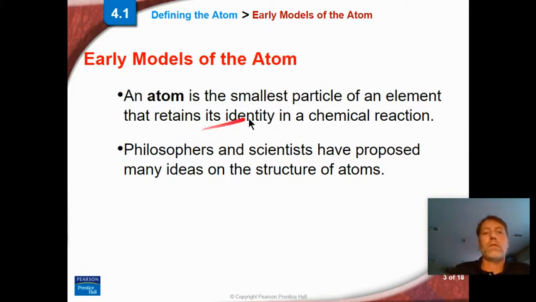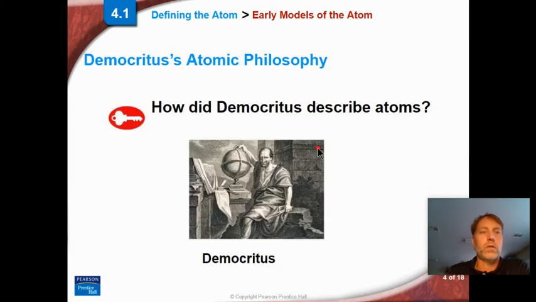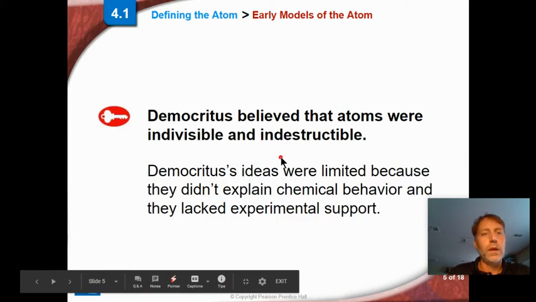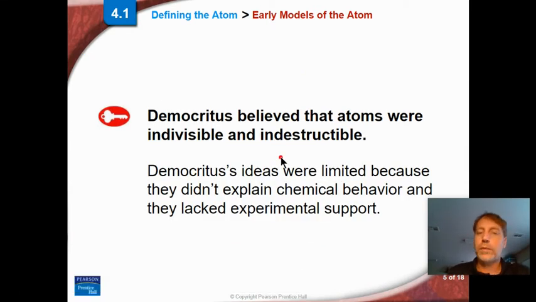All right, philosophers and scientists have used this in many ways. The first one to really do that and have it recorded was Democritus, a Greek philosopher, and how he described atoms. There's a picture of Democritus here. He believed that atoms were indivisible, meaning you couldn't divide them, and they're indestructible. They couldn't be broken apart or destroyed. In some ways, we'll learn later that he was correct about that in terms of matter being destroyed. It can't be destroyed, it's just transferred. That's the law of conservation of mass and energy.